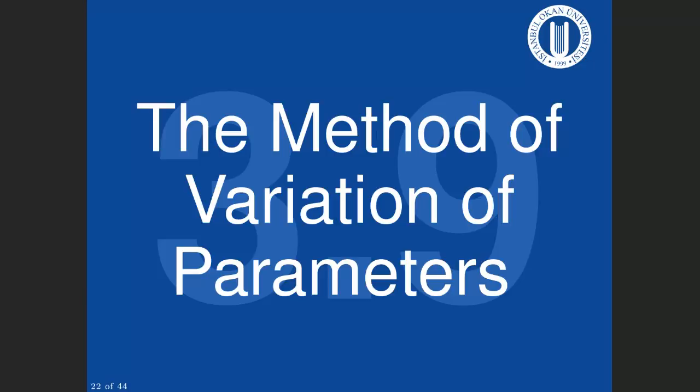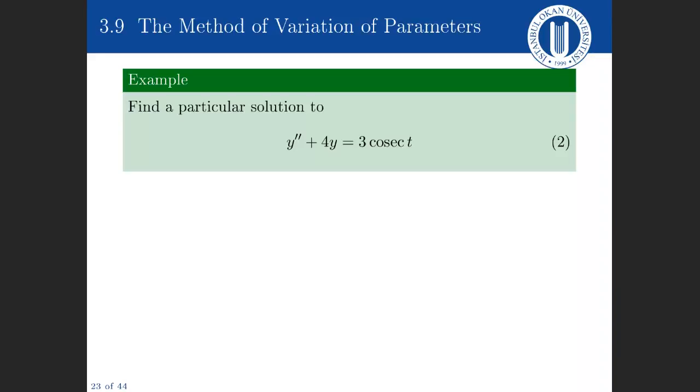And that brings us on to the method of variation of parameters. This is another method to find a particular solution. And this is the method that we're going to want to use if we have a complicated or not nice function g(t). For example, find a particular solution to 3 cosec t, or if you prefer, 3 csc t.